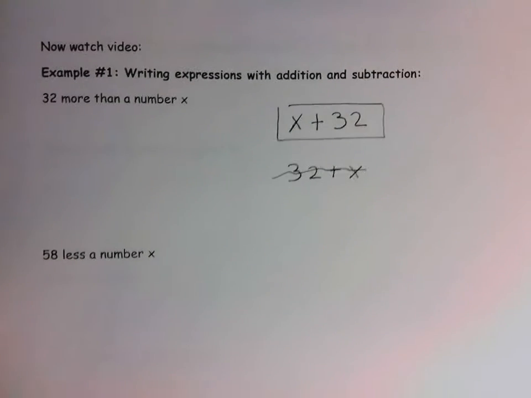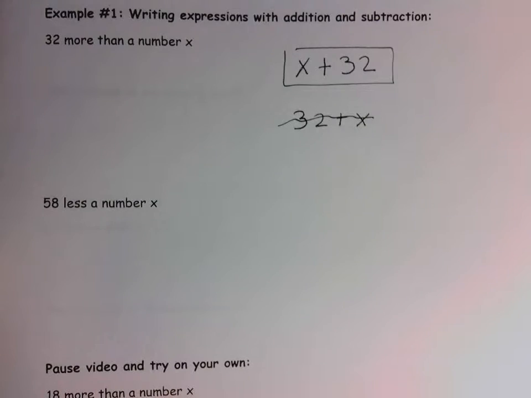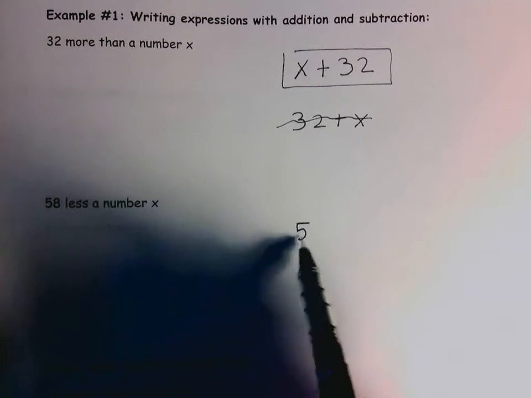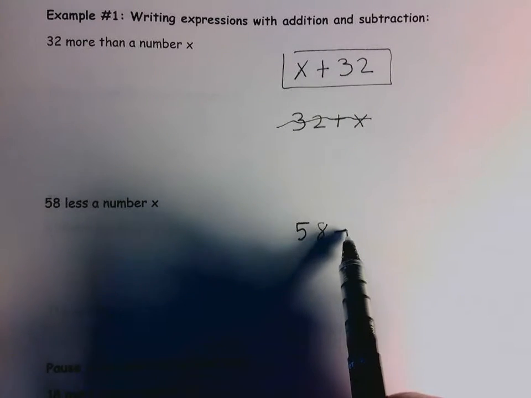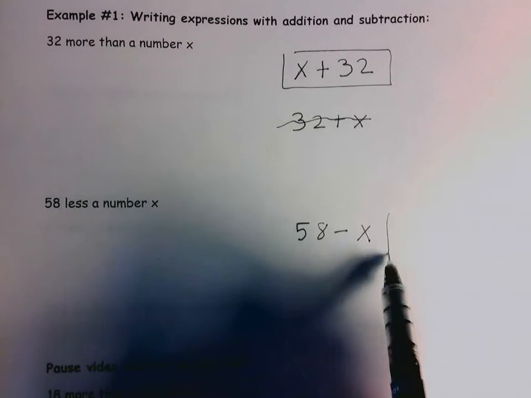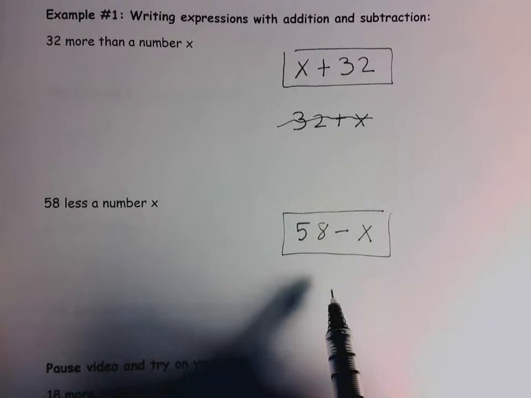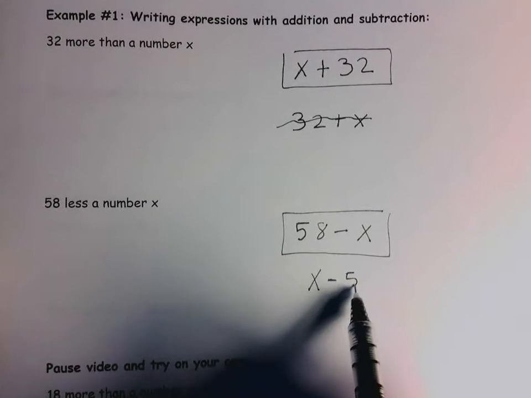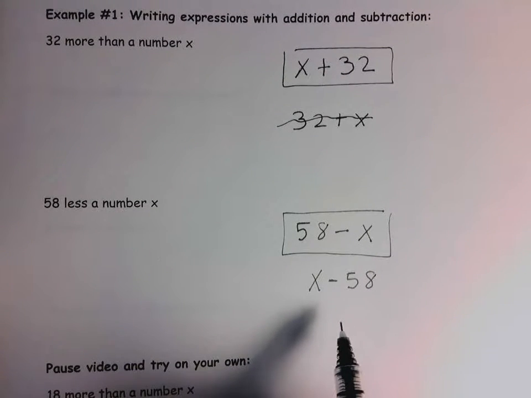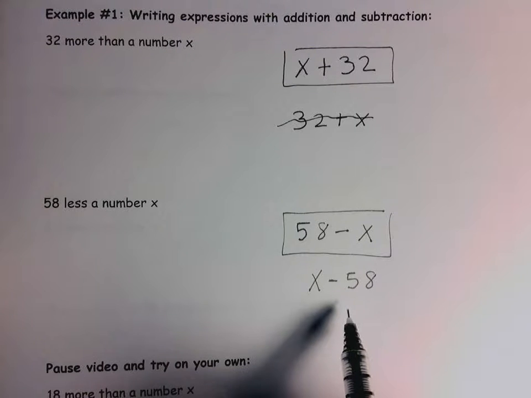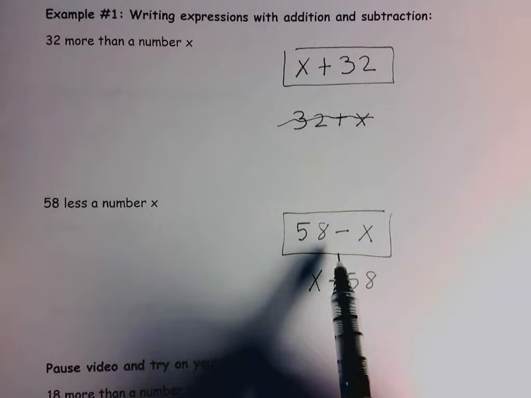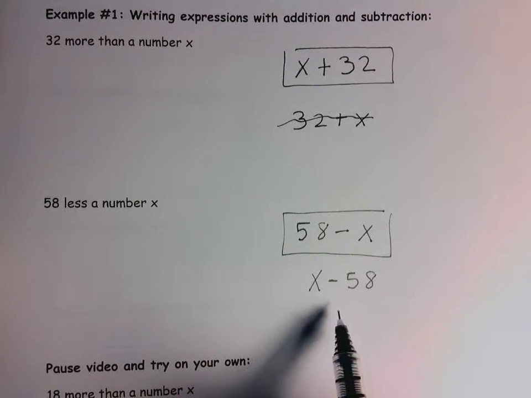The next example, 58 less a number x. I have 58 less a number x. Now compare that to this. This is 58 less than x. This is 58 less a number x, and this one is 58 less than a number x. So this one's wrong.